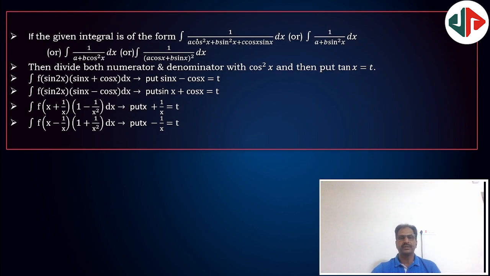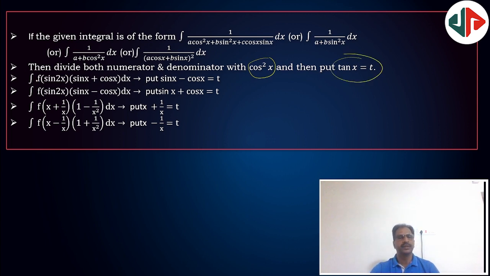Next, given integral is of the form integral 1 by a cos square x plus b sin square x plus c sin x cos x, or 1 by a plus b sin square x, or 1 by a plus b cos square x, or 1 by a cos x plus b sin x whole square. Then divide numerator and denominator with cos square x and put tan x is equal to t.